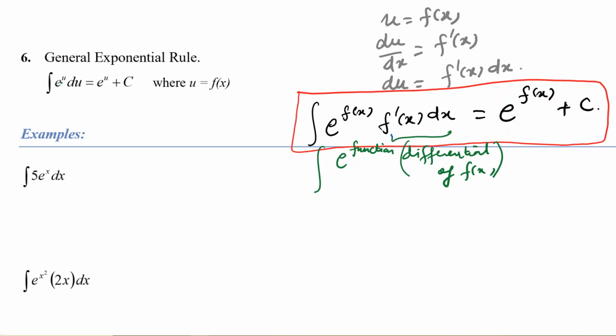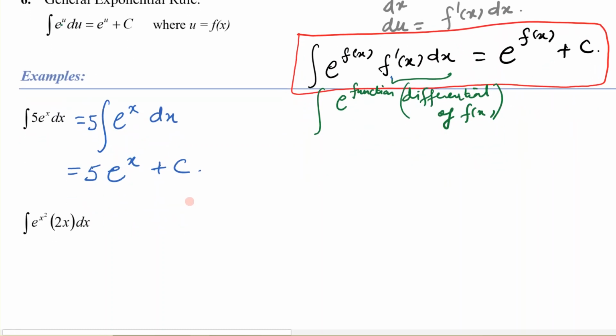Let's try the integral of 5 e^x dx, where 5 we can take outside. We know that here we have e raised to power some function. The function is x, and the differential of that function is dx. So the answer should be 5 as it is, and this integral is equal to e raised to power x plus c. This was very simple, right? Because we have simply x.